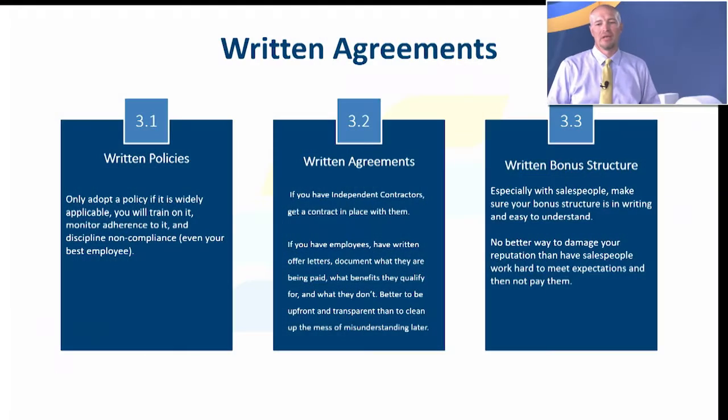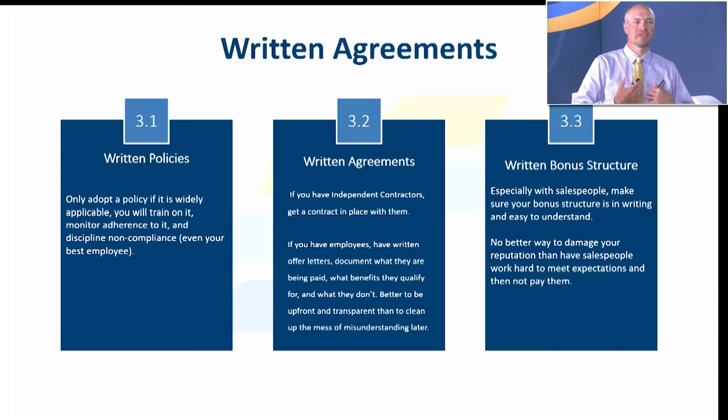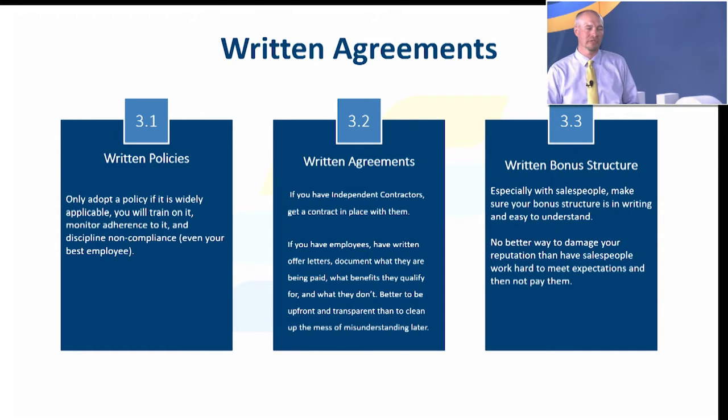When it comes to written agreements, if you have independent contractors, make sure that you have written agreements in place with them. If you have employees, make sure that you have offer letters in place that set forth what benefits they qualify for and what benefits they don't qualify for based on their position. Set those things out in writing up front so that later you don't have a disgruntled employee that now feels like they've been taken advantage of. They come back and say, well, you told me X, Y, and Z. You have to have that written document to say, no, that's not how it happened. Look at the agreement or the offer letter. This is what was included.